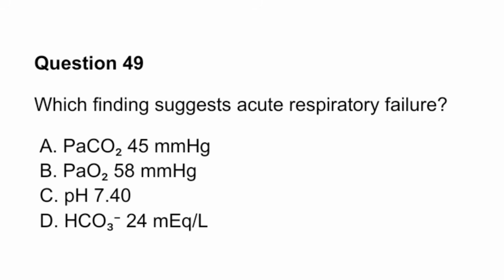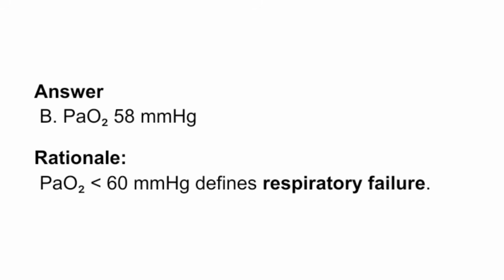Question 49. Which finding suggests acute respiratory failure? A. PaCO2 45 mm mercury. B. PaO2 58 mm mercury. C. pH 7.40. D. HCO3 minus 24 mEq per liter. Answer: B. PaO2 58 mm mercury. Rationale: PaO2 less than 60 mm mercury defines respiratory failure.